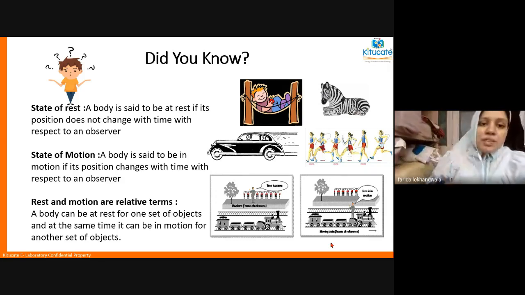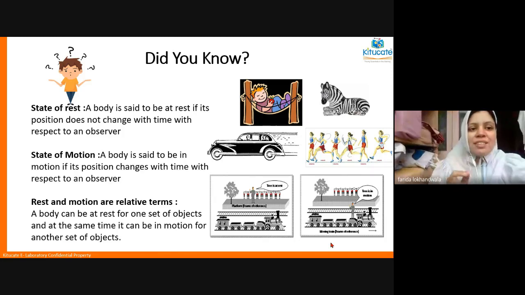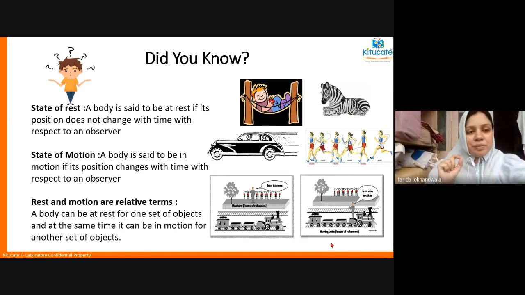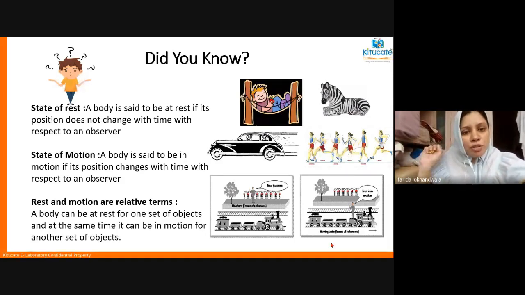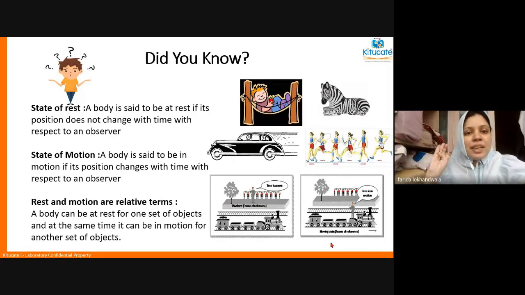Now the person who is sitting next to you, even when the train was stationary or when the train was moving, is going to see you in a state of rest only, because you haven't moved from your place. This is why we say that rest and motion are relative terms. Rest and motion will be according to the observer. This concept is very important: state of rest, state of motion, according to the observer. That is why you always say that rest and motion are relative terms. Clear, everyone?